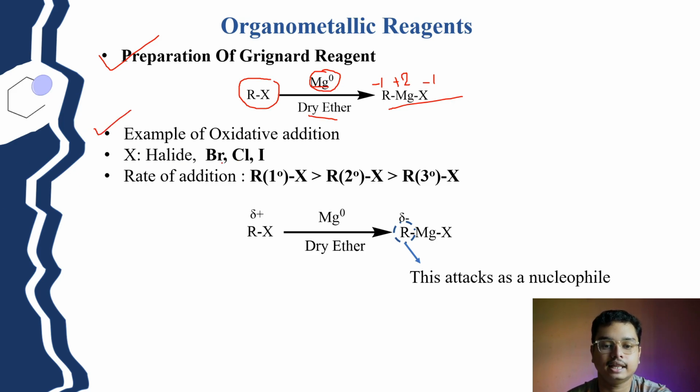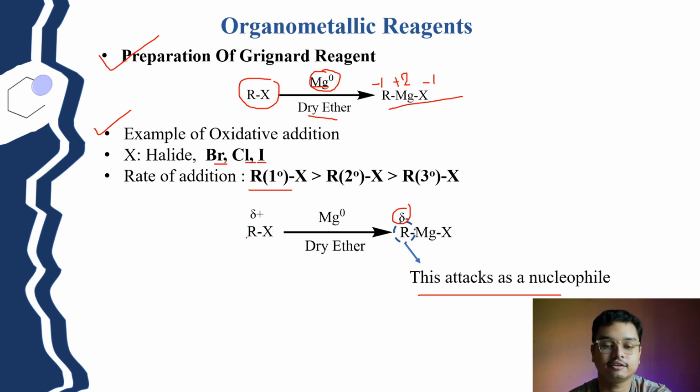And X is the halide group: bromine, chlorine, iodine. Fluorine is not actually used in Grignard synthesis. These three halogens are normally used to synthesize Grignard reagents. As for the rate, primary alkyl halides are much more reactive towards Grignard synthesis than secondary or tertiary halides. And I already discussed that this R comes from the alkyl halide. Initially it is delta positive, and after forming the Grignard, it has delta negative character. And this R minus acts as a nucleophile.